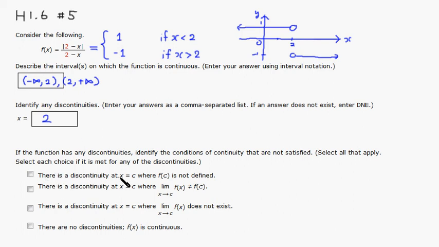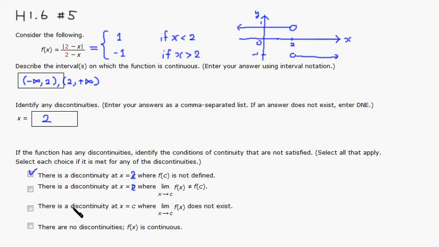There is a discontinuity at x equals, in this case, 2, where f of c is not defined. So f of 2 is not defined, so we know that this applies to our situation. And there is a discontinuity at x equals 2 where the limit of f of x is not equal to f of c. We have to be careful. This means that we do have the limit of f of x and we do have f of 2, but they are not equal. We don't have that here, so this doesn't apply to our situation.